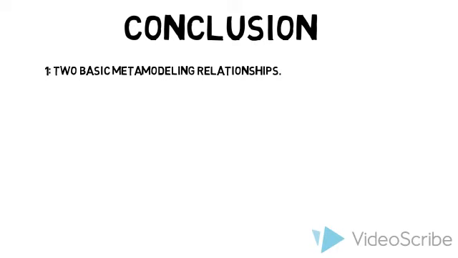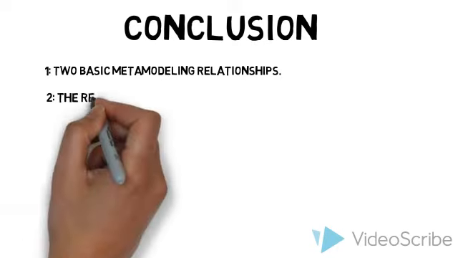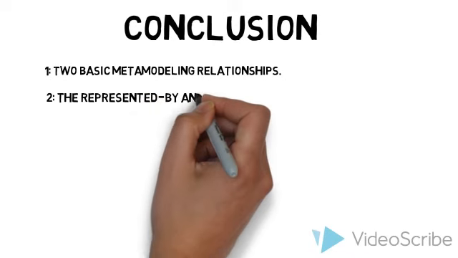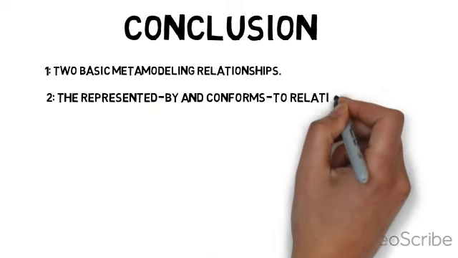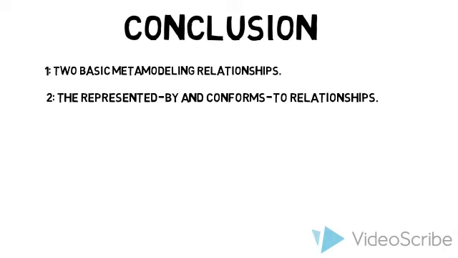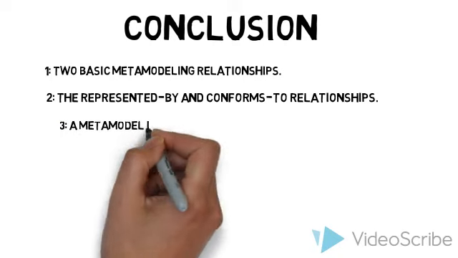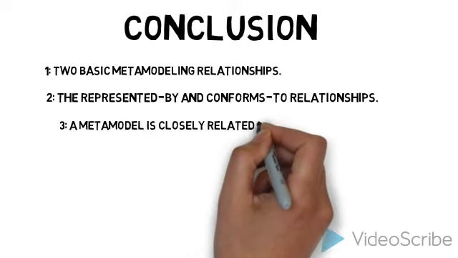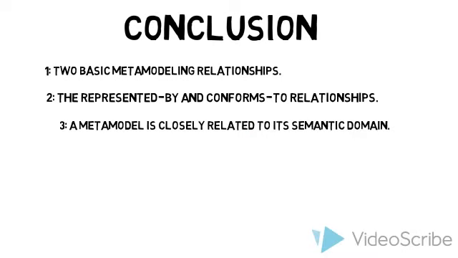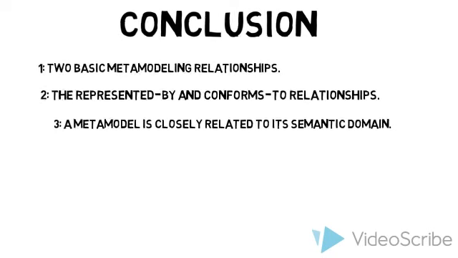We saw that the represented by and conforms to relationships are essentially different, so arranging them in the same direction may be confusing. We saw that a metamodel is closely related to its semantic domain, because a semantic domain is a conceptualization of some part of the real world, and a metamodel gives names to the concepts of the semantic domain. So we saw the examples, the two level modeling paradigms.